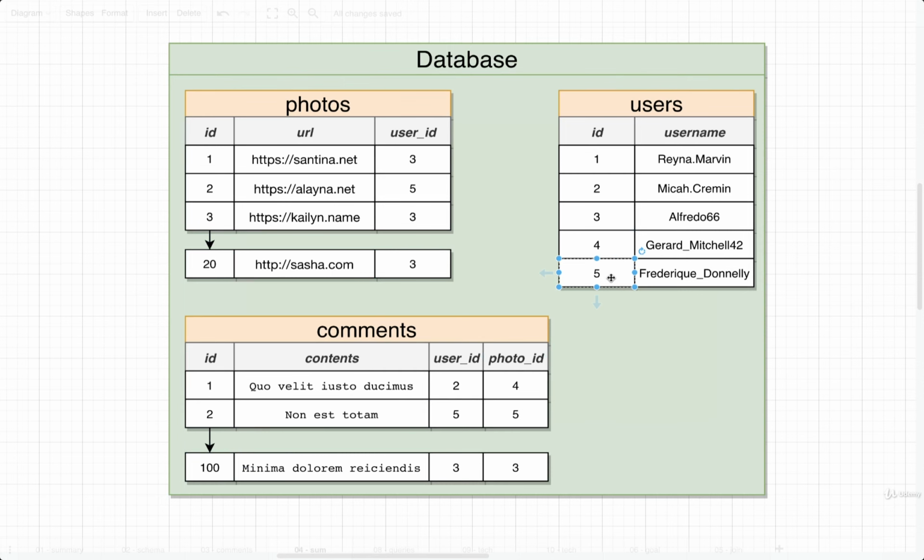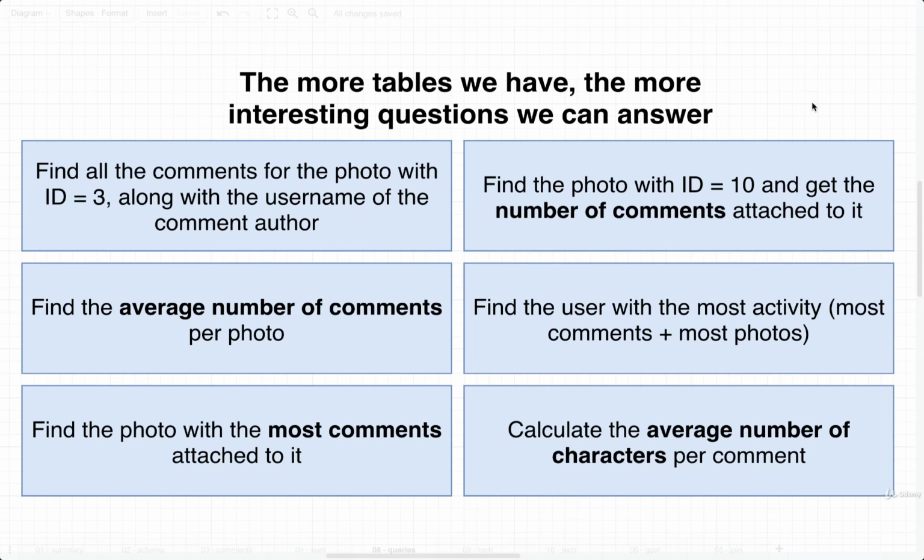So now with a more complete data set, we're going to start to write out some more complex queries. That's the big focus of this section, and it's what we're going to start to investigate over the coming videos. So now that we have a little bit more interesting data set, we're going to write out some more interesting queries. So things like maybe try to find the average number of comments per photo, or find for the photo with ID 3, get all the different comments for it, and also get the username of the person who authored the comment.